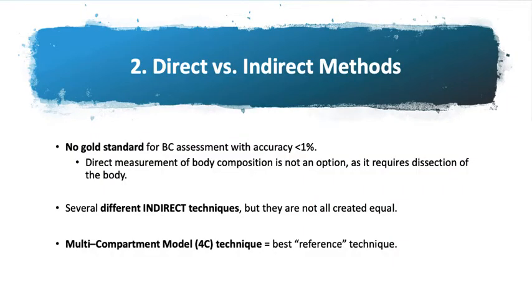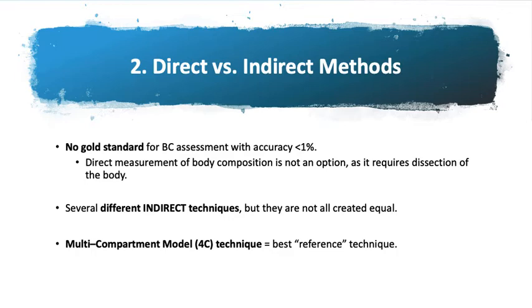Now let's begin to talk about direct versus indirect methods of body composition. There's no real gold standard for body composition with accuracy of less than 1%. A direct method of body composition is not an option because that requires dissection of the body, and nobody would volunteer for this while they're still living. So a direct method is not an option, unless it's post-mortem.